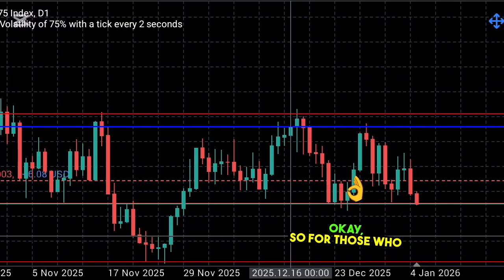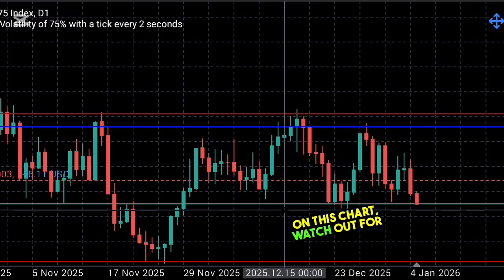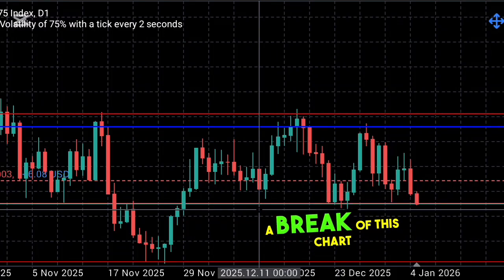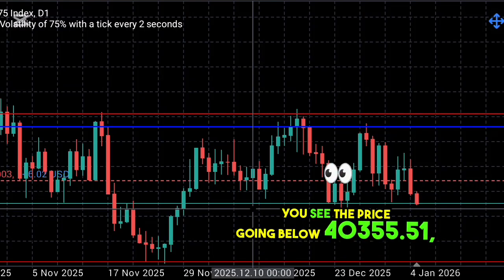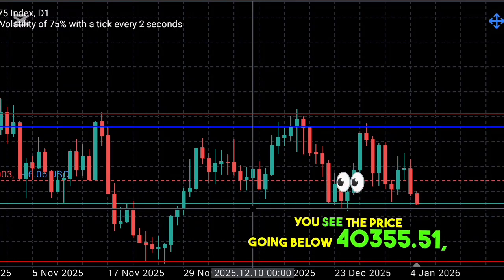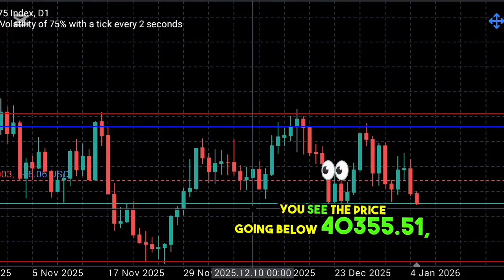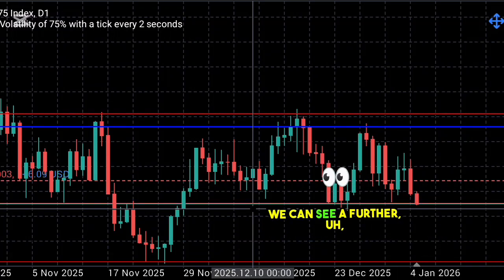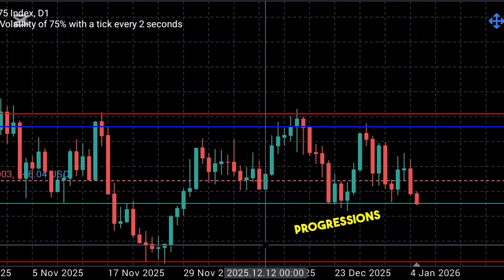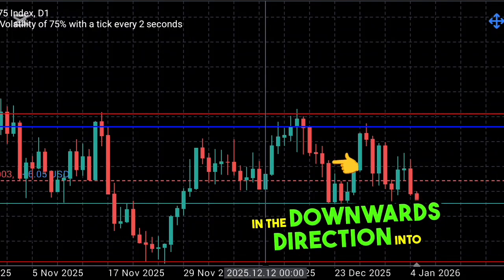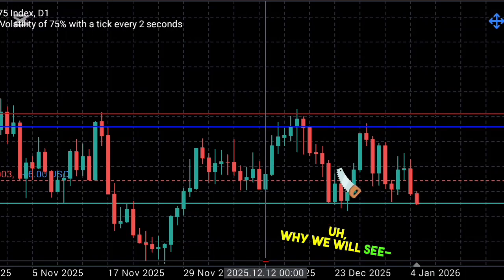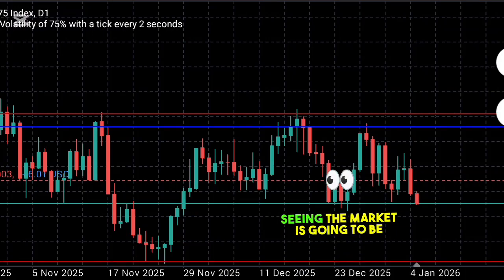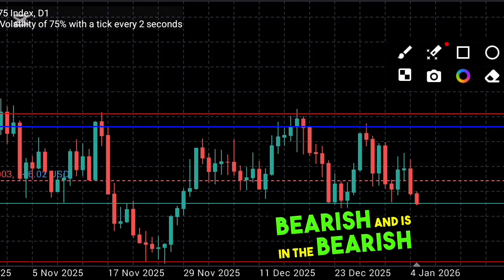Okay, so for those who are yet to get an entry on this chart, watch out for a break of this level. If you see the price going below 40355.51, we can see further progression in the downward direction into the level of 35771.58.